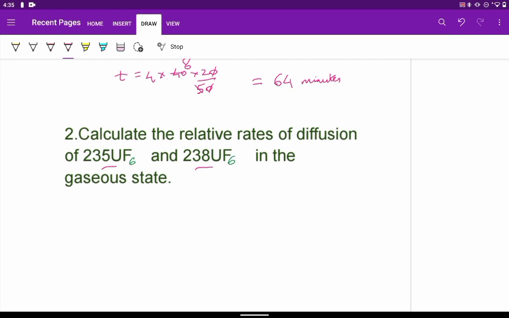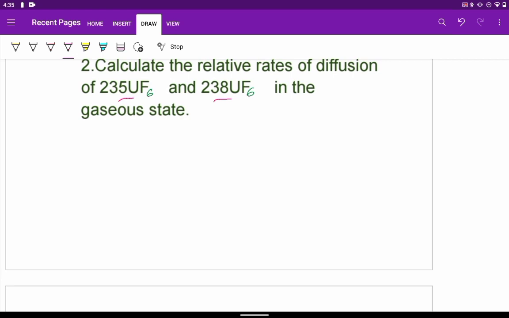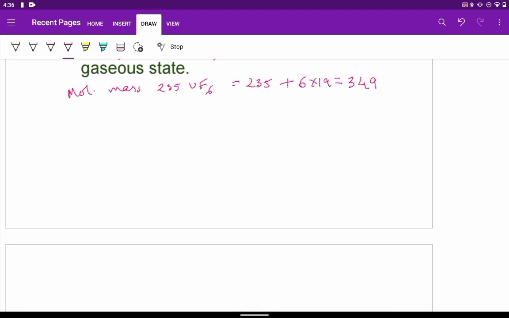For that, first we need to find out the molecular mass. So let us do it one by one. First we calculate for uranium-235 UF6. That will be equal to 235 plus, there are 6 atoms of fluorine, so 6 into 19. That comes out to be 349. Next we calculate the mass for 238.